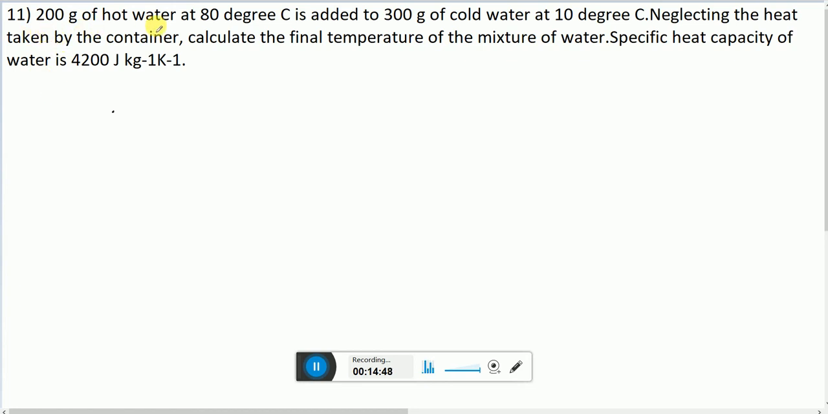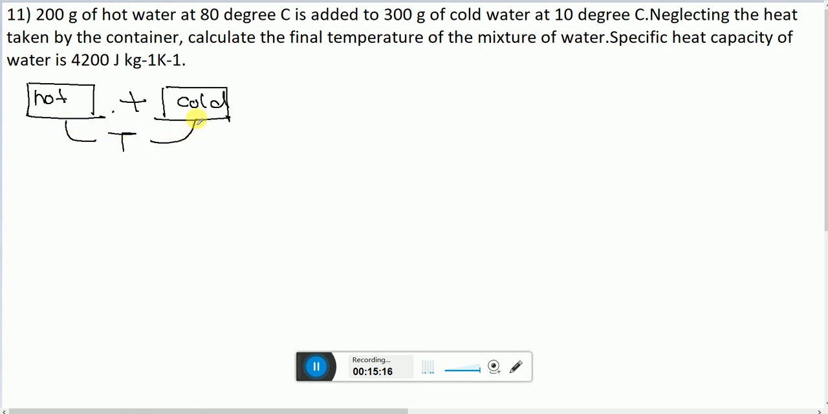Moving to the next, 200 gram of hot water at 80 degrees centigrade is added to 300 gram of cold water. So, to start with, this is hot water and this is added to cold water, and neglecting the heat taken by the container, we have to calculate the final temperature. So let's assume that the final temperature on mixing these two, hot and cold water, is T degrees centigrade. Alright, now mass of hot water is given as 200 grams.